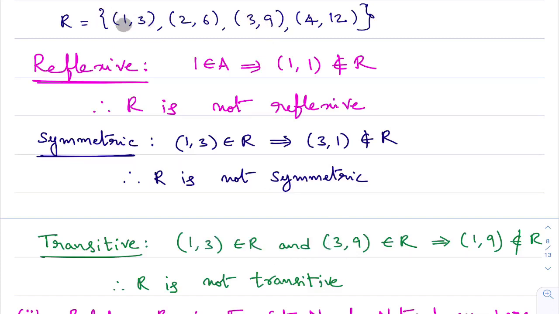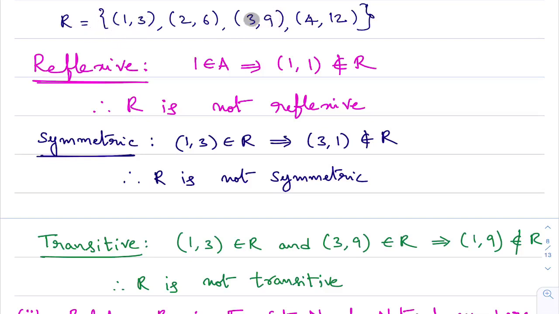You take the first ordered pair (1, 3). It ends with 3, right? You check for any other ordered pair which starts with 3. Here, yes, that means you are able to identify (A, B), (B, C). You are able to identify two ordered pairs which satisfy the condition (A, B), (B, C).